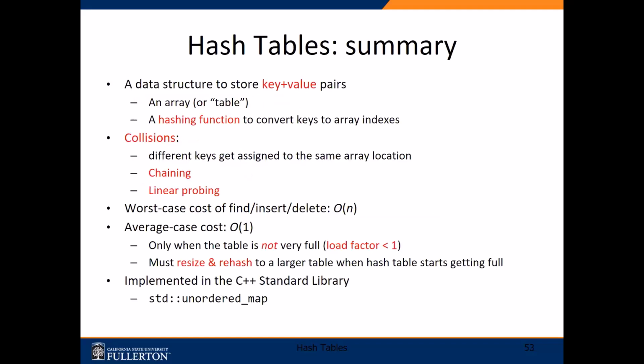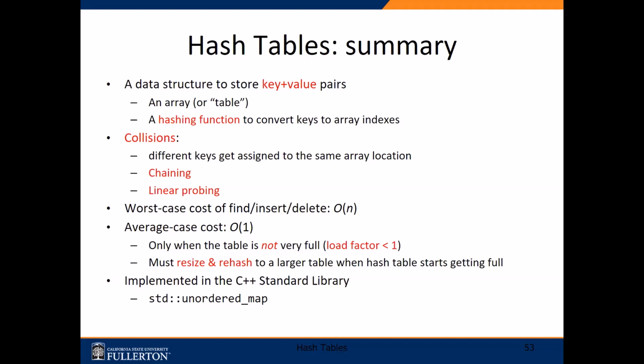So before I end, let me summarize all the concepts that we went over. We started with the concept of each data item having a key and a value. And a hash table is a data structure to store a set of these key-value pairs using an array, also called a table, and a hashing function that converts any key into one array index where the item is stored. The main challenge with this approach is that different keys can get assigned to the same array index, which is called a collision. We looked at two different ways of dealing with collisions, chaining and linear probing.